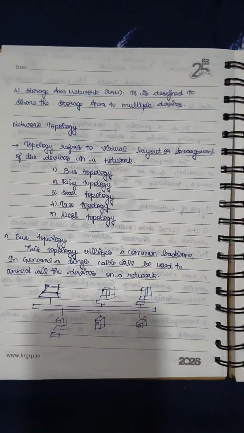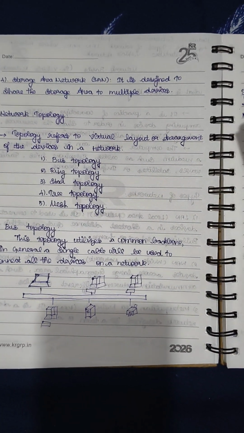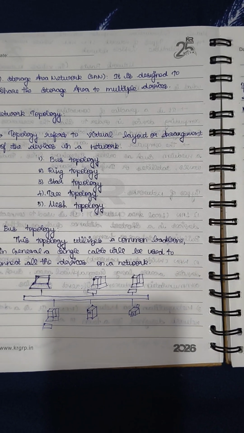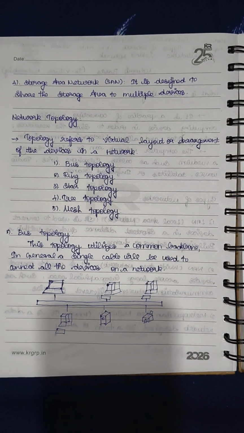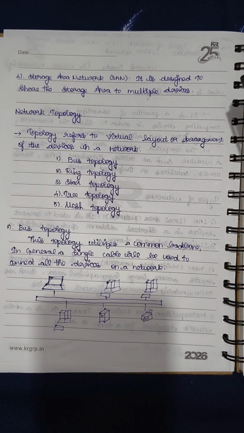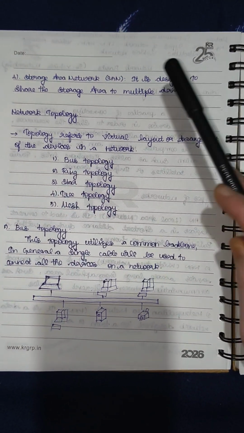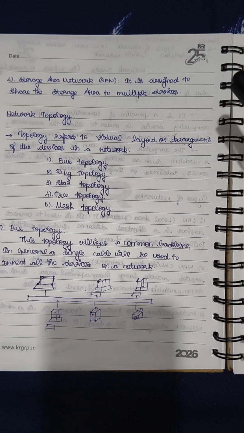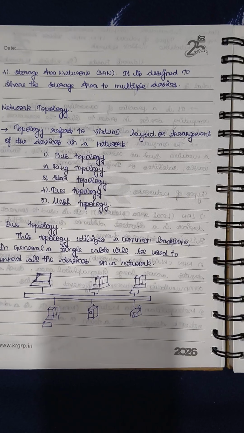Next comes the storage area network. It is mainly designed in order to store the information that is present in multiple devices. So that comes under storage area networks. It is designed to share the storage area for multiple devices. So these are the basic types of networks.